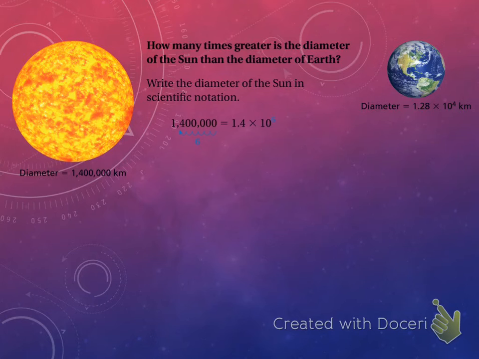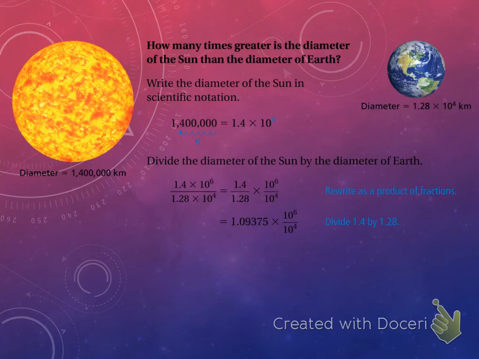So, 1.4 times 10 to the, if you count it all out, we moved it 6 places. And it's positive because it's a big number. So that's how it's written in scientific notation. So now we're going to divide the diameter of the sun by the diameter of the earth. That's how you find out how many times greater something is: what you would have to multiply the earth by in order to get the sun. So you're going to take the 1.4 times 10 to the 6th and divide by 1.28 times 10 to the 4th.